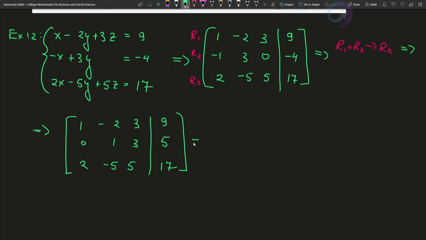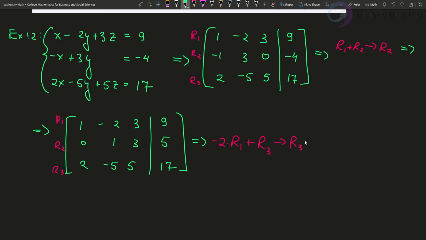Okay, now the next step. The next step is going to be, well, we're going to multiply the first row by negative 2. So we're going to have negative 2 times 1. So this is, again, row 1, row 2, row 3. And we're going to add it to row 3 and change row 3.